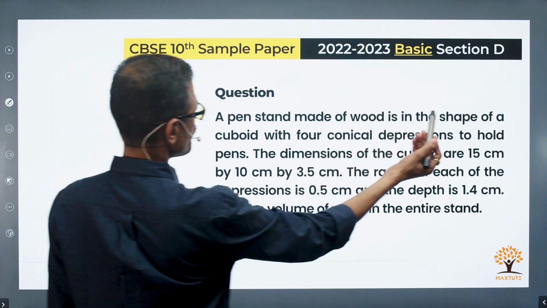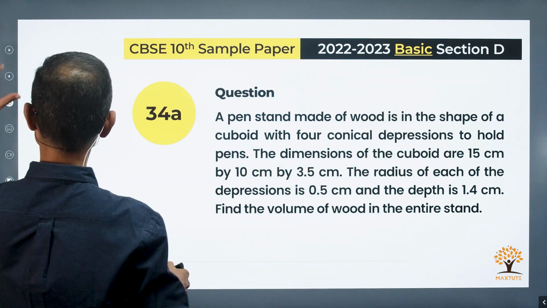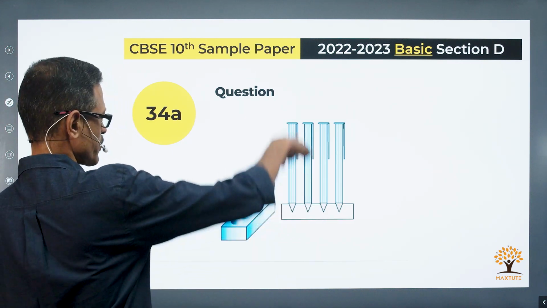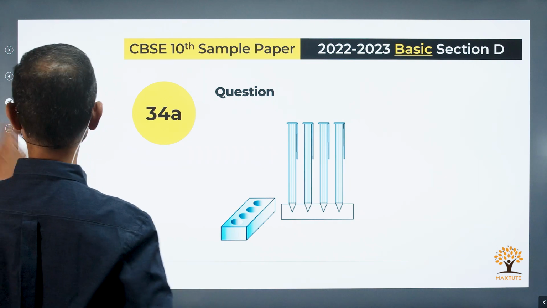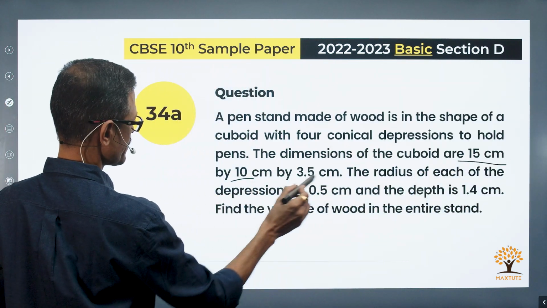A pen stand made of wood is in the shape of a cuboid with 4 conical depressions to hold the pens. Let's look at the diagram, right? So this is a cuboid. Each has got a conical depression so that the pens can be plugged into it to hold the pens, right? The dimensions of the cuboid are 15, 10, 3.5.